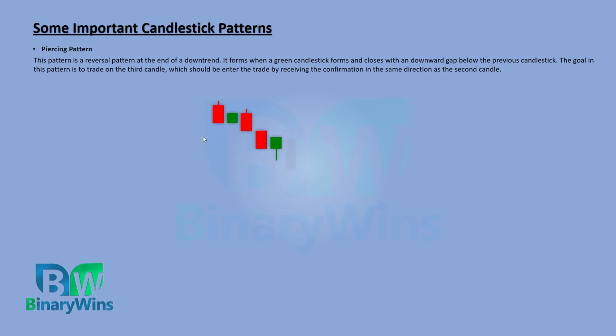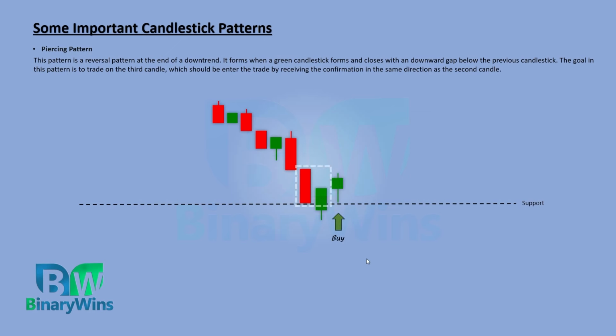Look at this downtrend. At the end of the trend, the green candle is formed with a bounce and gap down. So, we can enter a trade on the third candle by receiving confirmation. That is, if our third candle receives pressure and rejection from the close price or the lower shadow of the first candle, we will enter a higher trade and there is a possibility of a trend reversal.